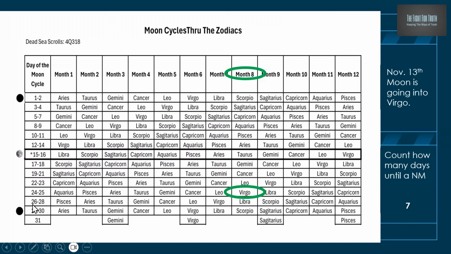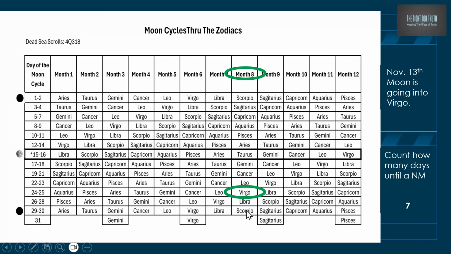Then from the 26th to the 28th day of the lunar cycle, the moon is going to be in Libra. That means it's going to be in Virgo for 2 nights, Libra for 3 nights, and then it's going to be in Scorpio for 2 nights.